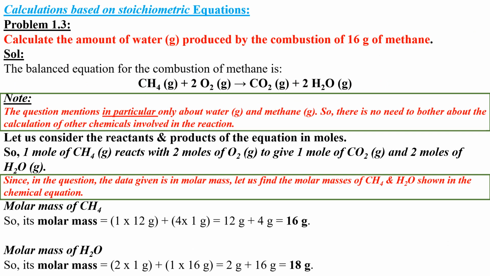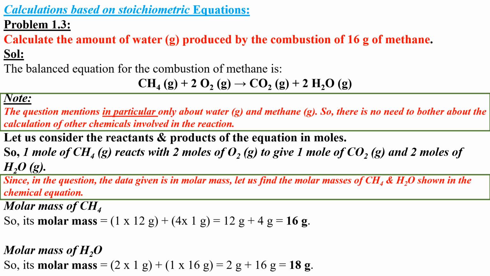Having learned about all the ways in which an equation can be represented, let us do some calculations based on stoichiometric equations. Okay, let us discuss problem 1.3. It is already solved in your NCERT. Calculate the amount of water. Okay, in bracket you have the letter G, which means water exists in the form of gas, produced by the combustion of 16 grams of methane.